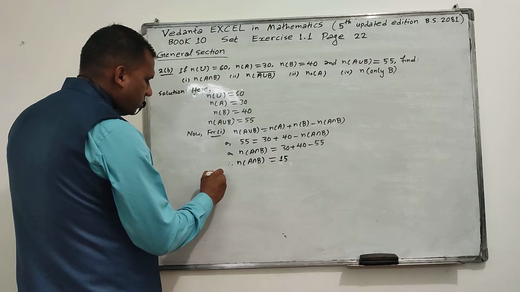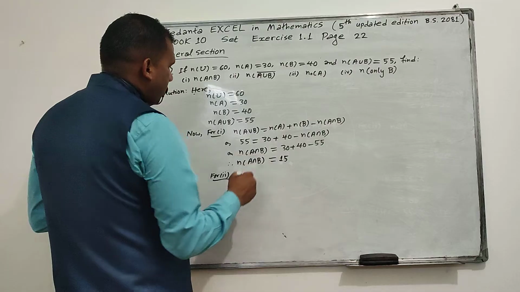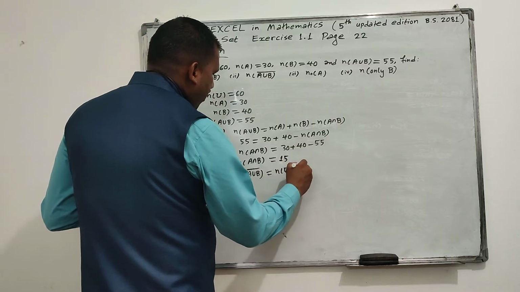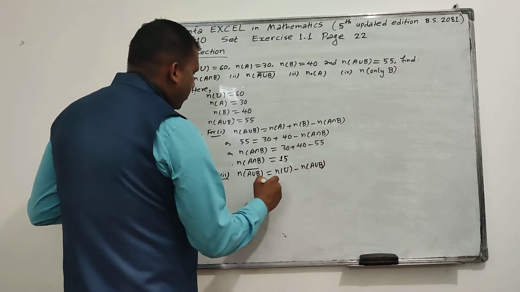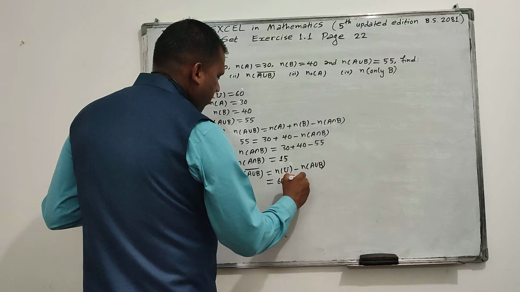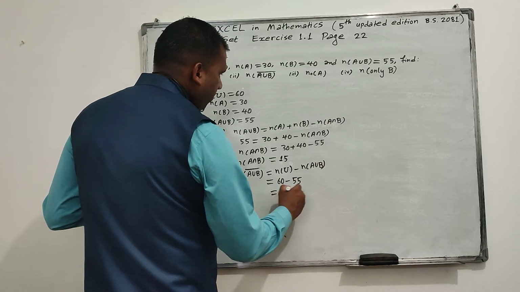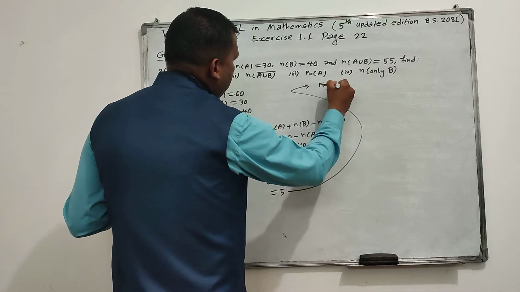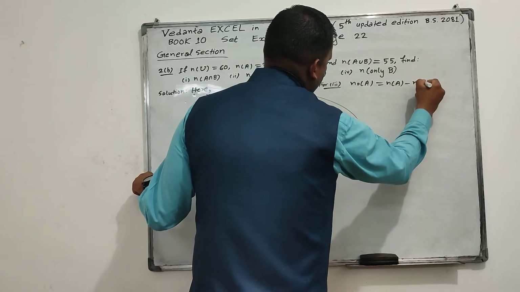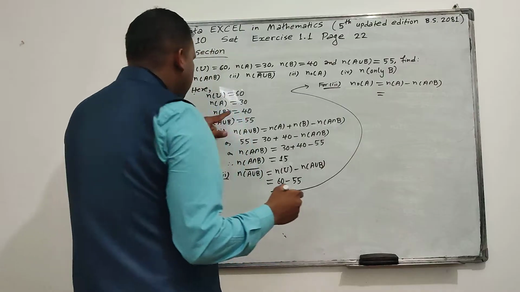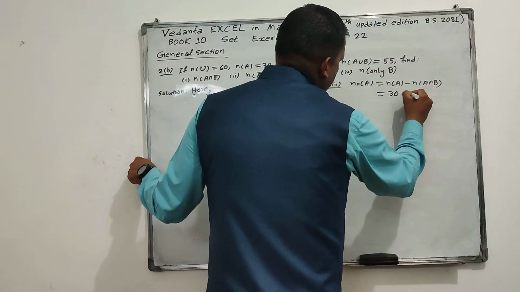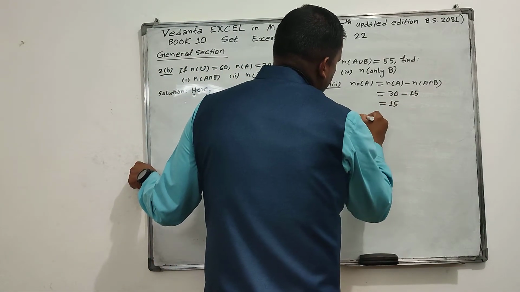For 2, we have number of A union B whole complement. Number of A union B whole complement equals number of U minus number of A union B. Number of U is 60 minus number of A union B is 55. So that is 5. Then for 3, n not A. N not A equals number of A minus number of A intersection B. Number of A is 30 minus number of A intersection B, that is 15. 30 minus 15, that is 15.